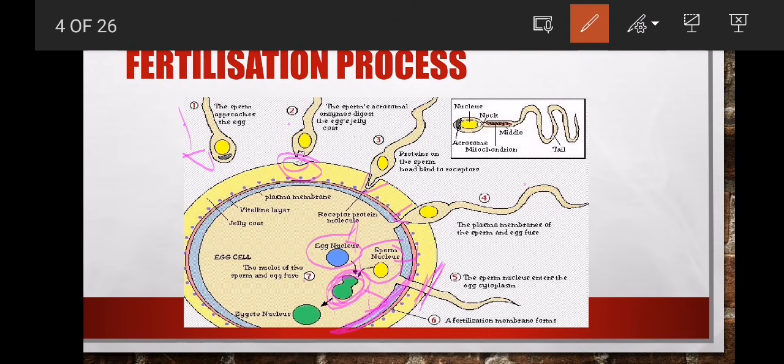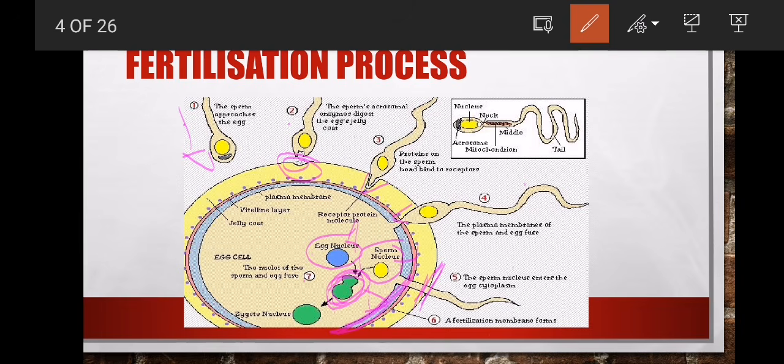So in this case, we have fertilization. But make sure that you master these 2 or 3 things. Know the definition of fertilization: the fusion of the egg cell nucleus and the sperm cell nucleus to form a single cell called a zygote, a diploid cell called a zygote.